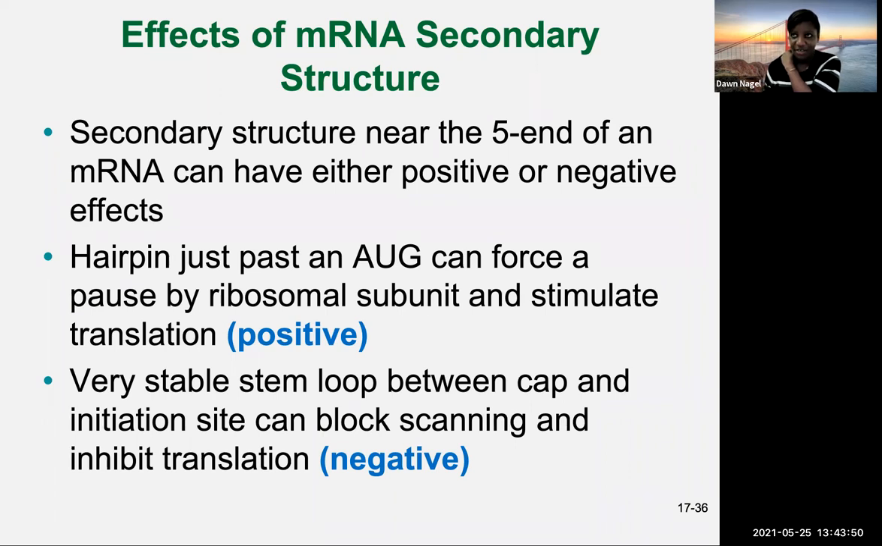If you have a hairpin or stem loop structure between the cap, which the ribosome recognizes, and that initiation codon, then you will inhibit translation, because the ribosome cannot get past that secondary structure to get to that AUG. And this is a negative effect on translation.